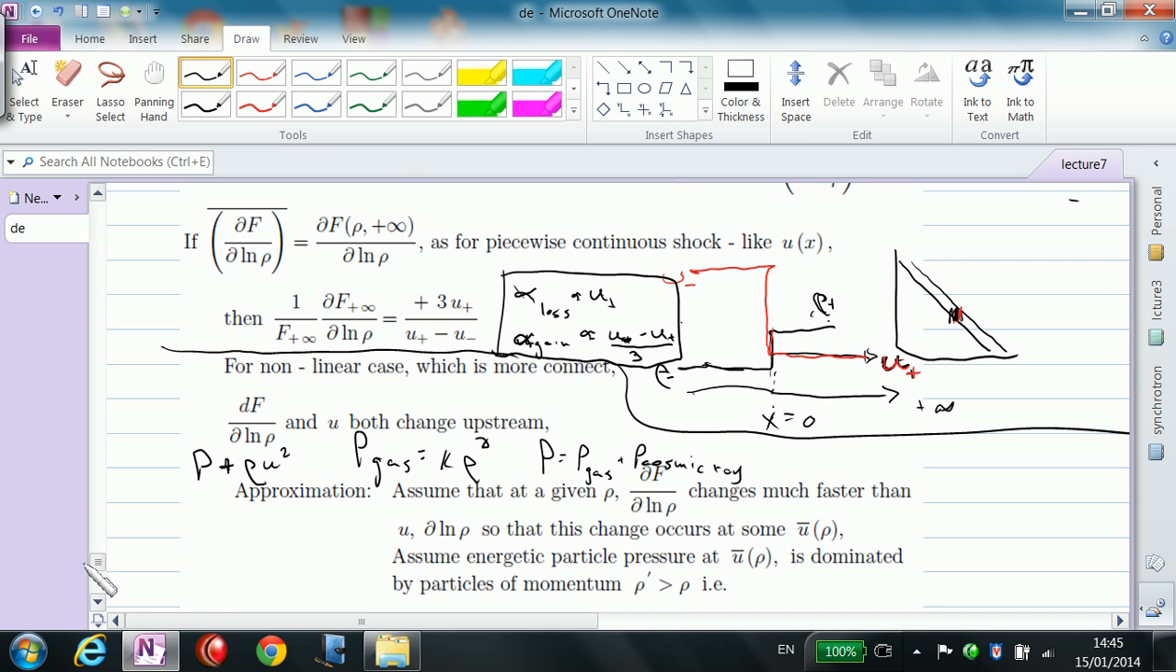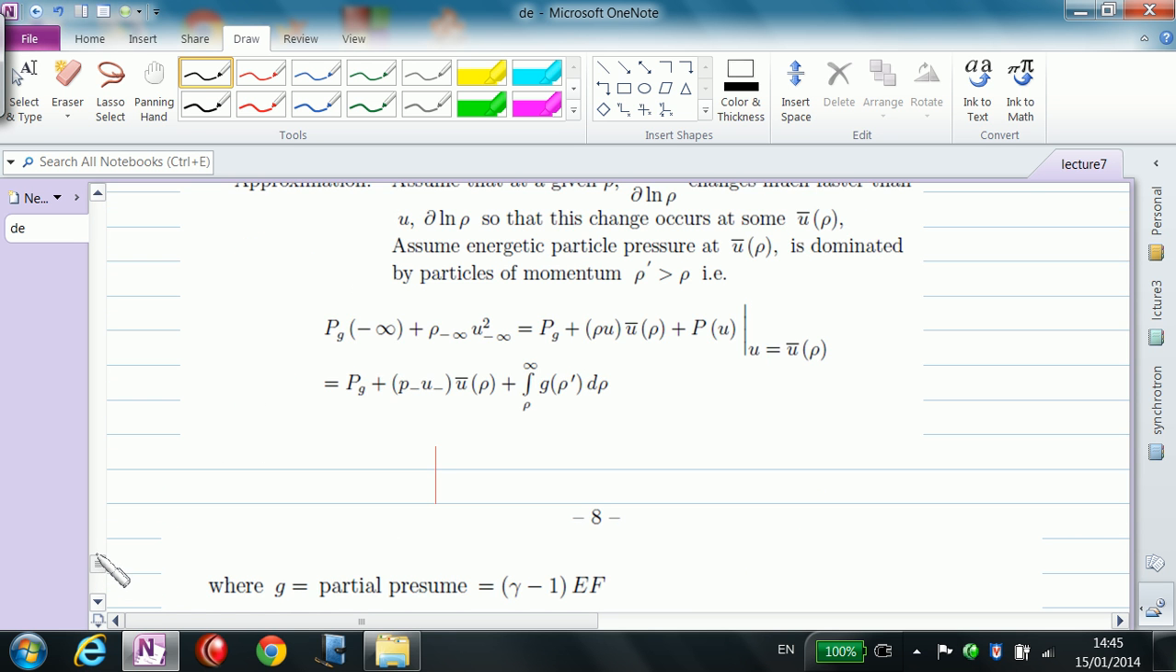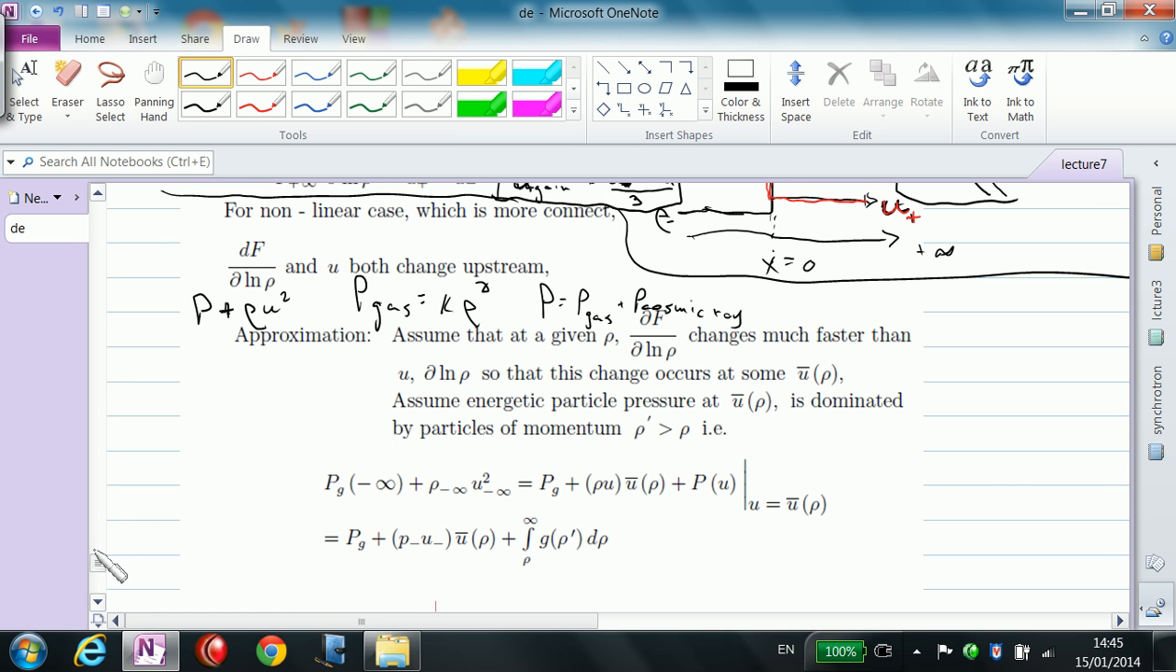And back in those days, I certainly didn't want to do a numerical solution. What are the approximations? Well, there's this one, and it's a valid assumption. Assume that at a given p, this is small p for momentum, and this is small p for momentum.